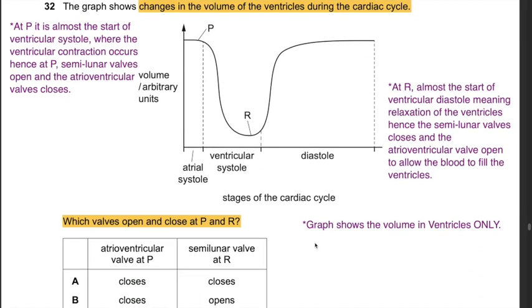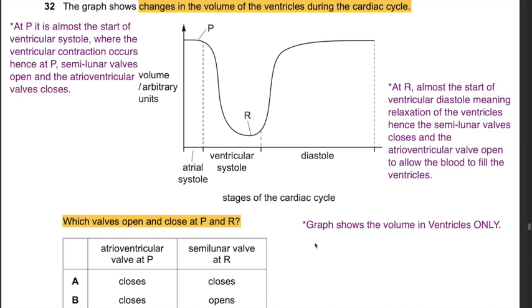Question 32. The graph shows changes in the volume of the ventricles during the cardiac cycle. Which valves open and close at P and R? The graph shows the volume in ventricles only, and that is mentioned by the question given over here. So this is regarding the ventricles only.